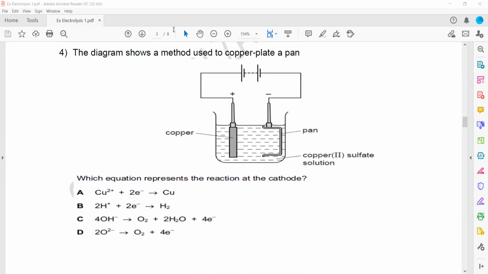The next one: the diagram shows a method used to copper plate a pan. Which equation represents the reaction at cathode? So what happened here? Copper ions are there, sulfate ions are there, hydrogen ion and hydroxide. Copper is less reactive, so it will move towards the pan. Copper ions will gain two electrons and turn into a copper atom which sticks to the pan. And copper atoms from the anode will turn into copper ion. So we have to write the equation for cathode, meaning copper ion gains electrons and turns into copper atoms.